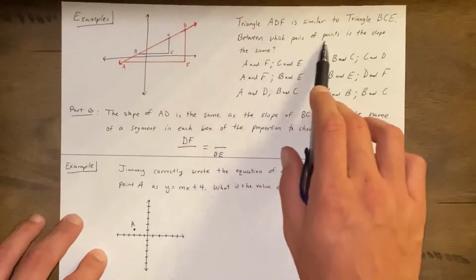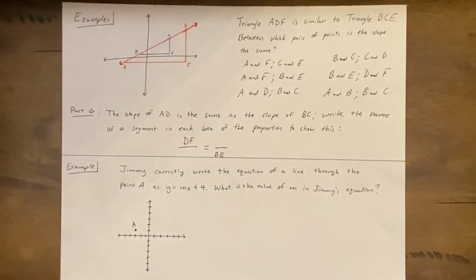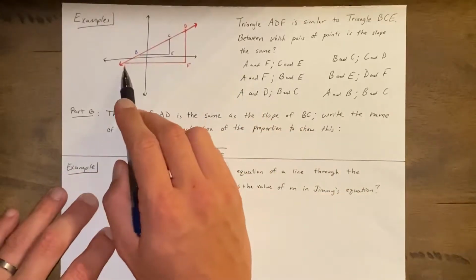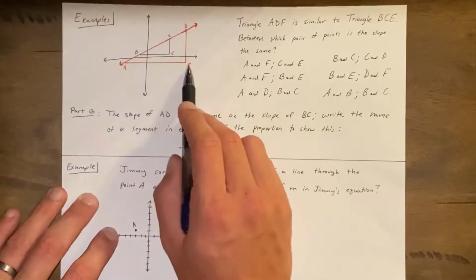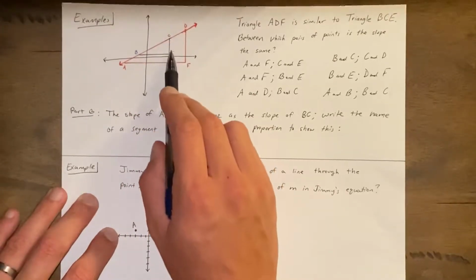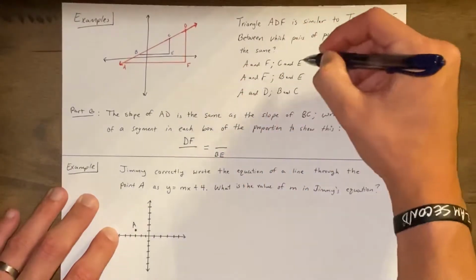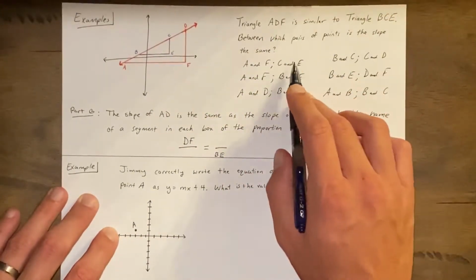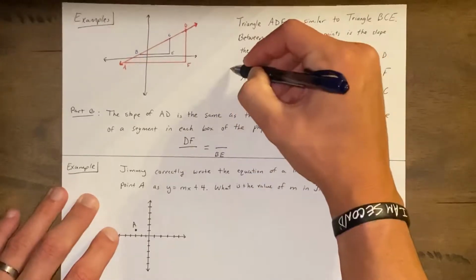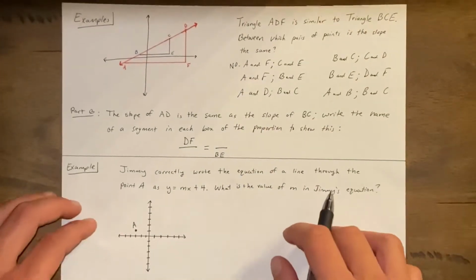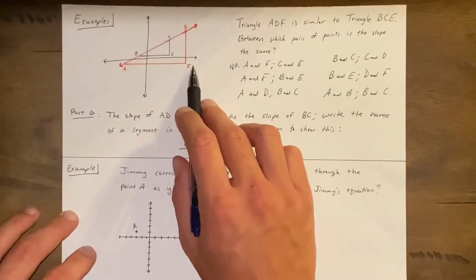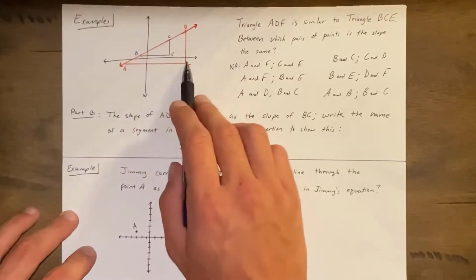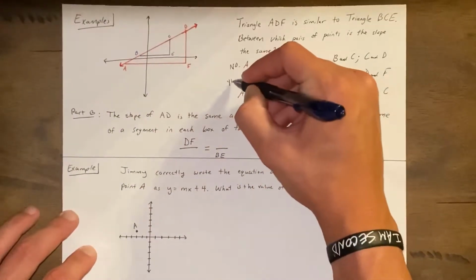It says, between which pairs of points is the slope the same? So we just need to look at these points and see if the slope's the same. It says A and F, so A to F, and C and E. Well, A to F, that slope is 0, right? C and E, that is undefined. So between which pairs of points is the slope the same? Well, it's not those, so let's write no next to that. If it's the same, we'll write yes. Back here, A and F and B and E. They're both horizontal lines, so we would say yes, the slope is the same.